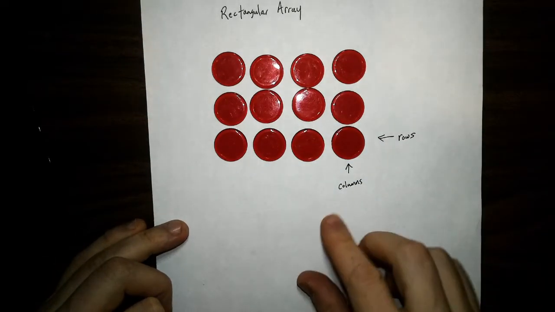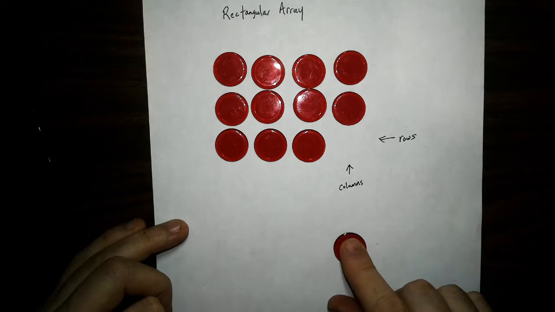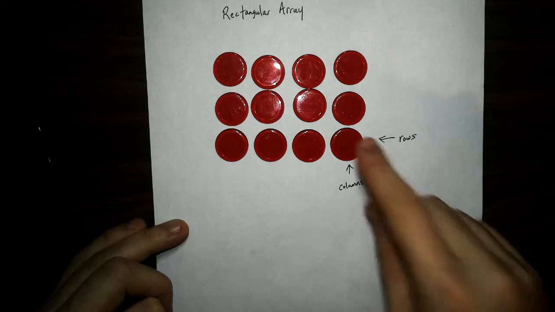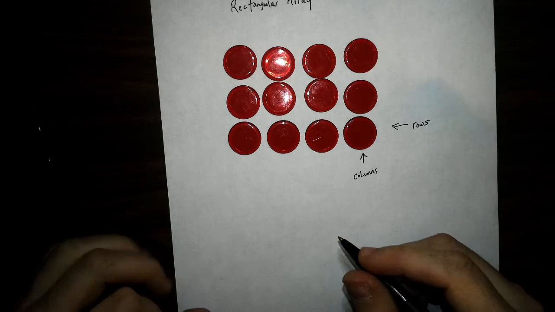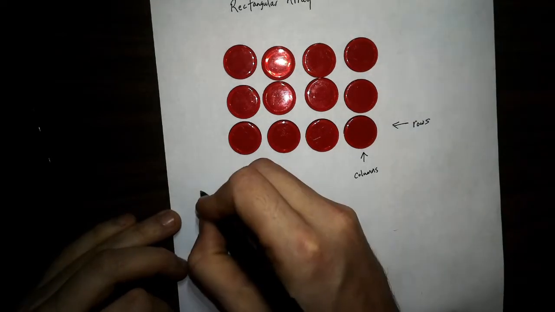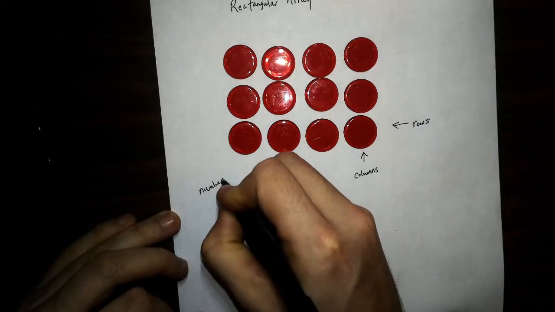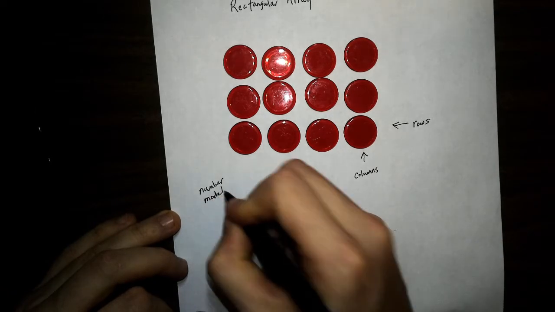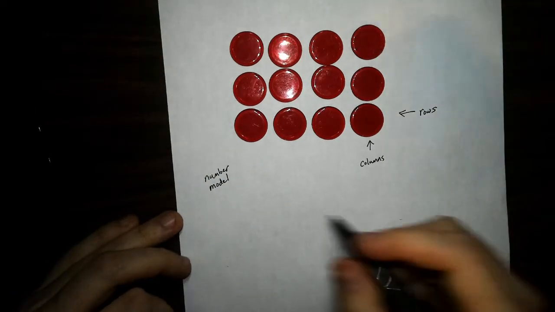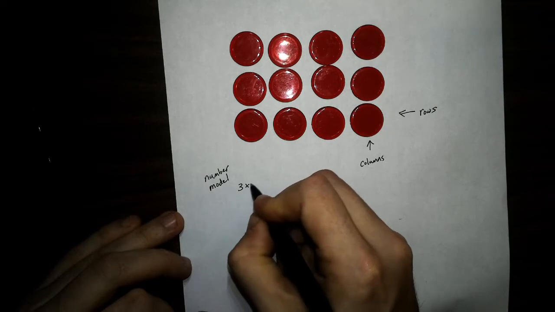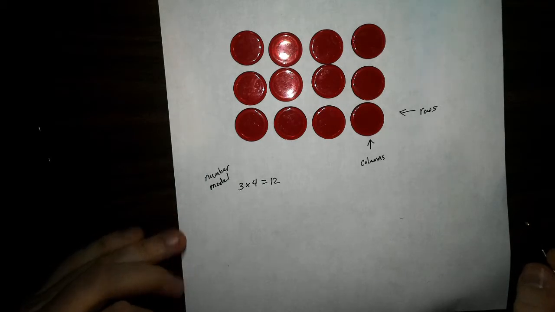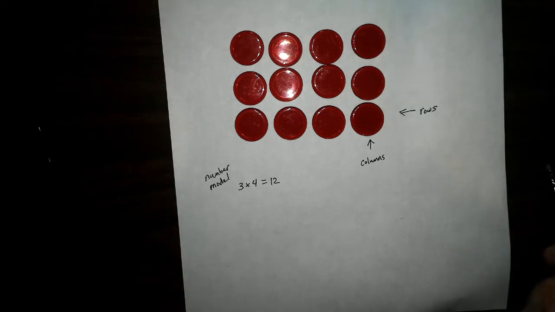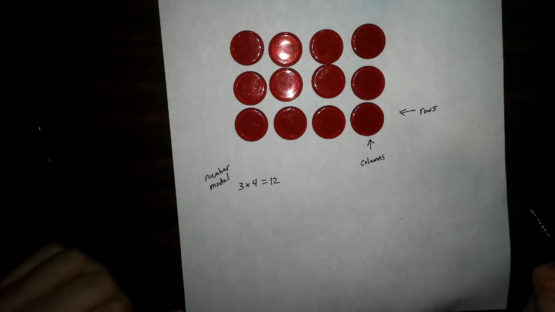It wouldn't be a rectangular array if I removed one right here, because my rows would not all have the same number of counters in them. But in this case, I can give this rectangular array a mathematical name, and that mathematical name is going to be called a number model for that array. And that number model for this array is 3 times 4 equals 12. Because there are 12 counters here, and I have 3 groups of 4.